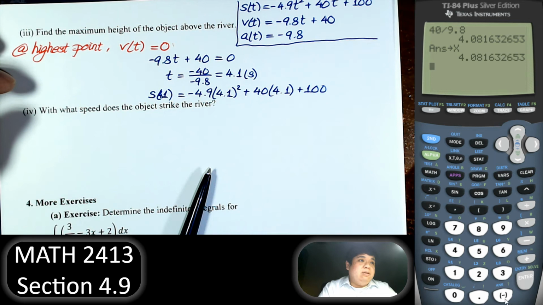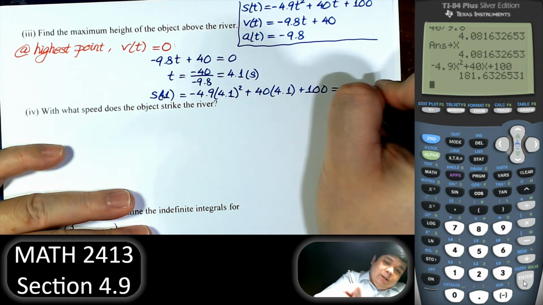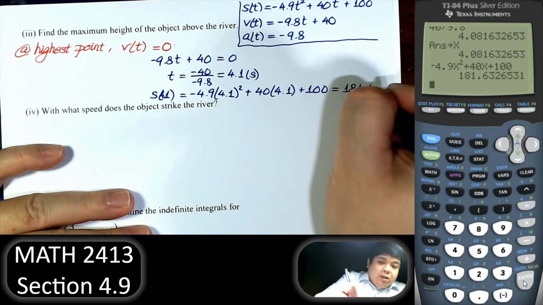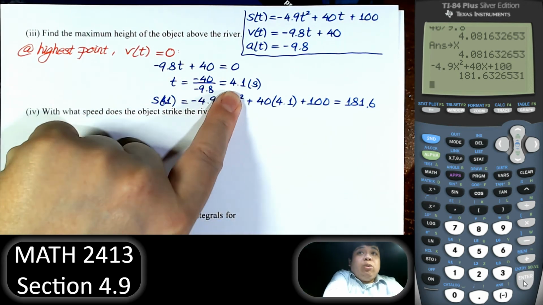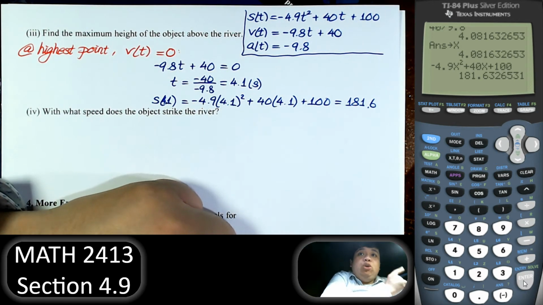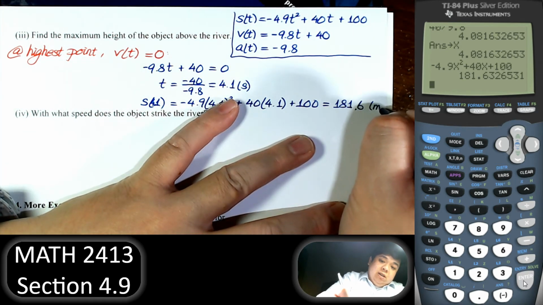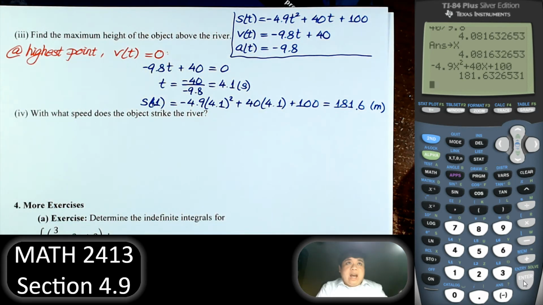And then we have negative 4.9 x squared plus 40x plus 100. And I have 181.6. Notice that this is just a rounded number. In the calculator, I prefer to use all of the decimal places, so the answer will be more accurate. And the unit, of course, will be meters. So that is where the object is at the highest point.